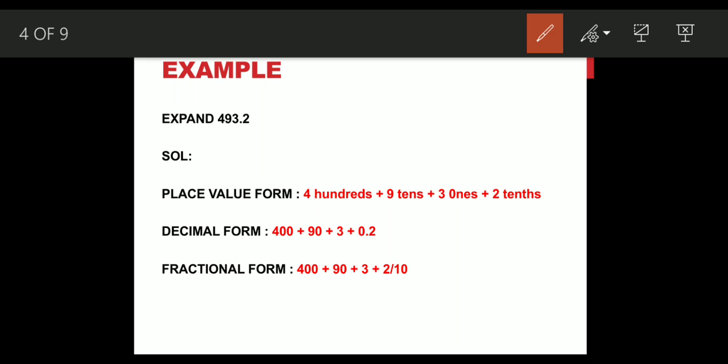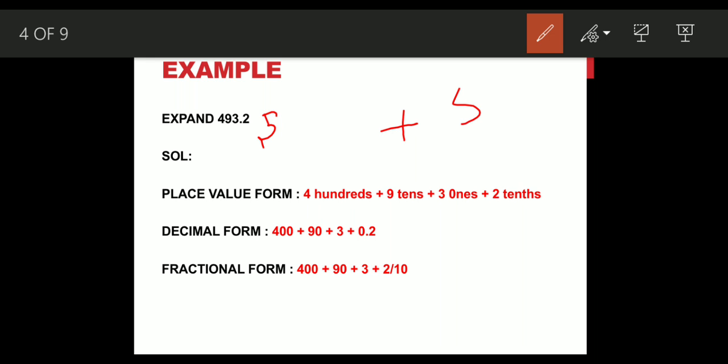changes. You will write as it is: 400 plus 90 plus 3 plus, for the decimal, since it is in the 10th place, you will write it as 2 by 10. So for the next number, how will you write? Suppose you had another number 3, or suppose you had a number as 5, so how will you write?